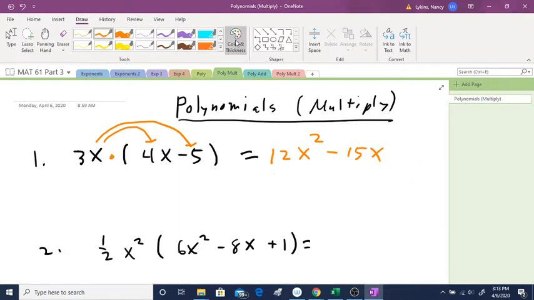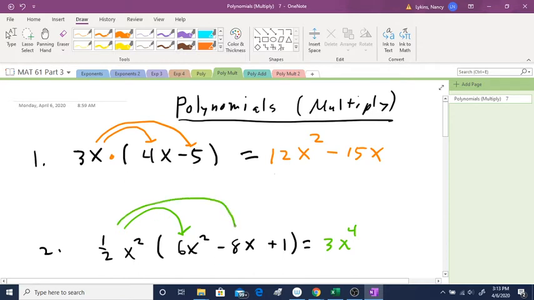Now, I can do the same thing with these fractions as well. Let's take a look at this. I have 1/2. I'm going to distribute first to the 6x squared. So 1/2 of 6 is 3. Then I'm going to take my exponents and add them together. x squared times x squared is x to the 4th.